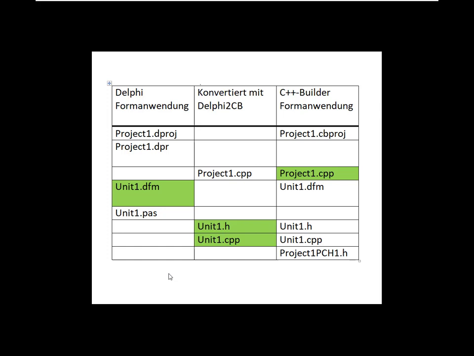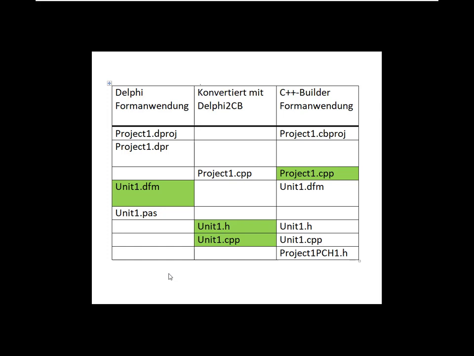At the moment we have the situation that we have the files of the left and middle column together in one directory. If you would create a new C++ Builder application in the same directory, then there would be conflicts. First, the project1.cpp could be overwritten, which, as I said, would not be harmful. However, unit1.h and unit1.cpp, which we have just created, would also be overwritten.